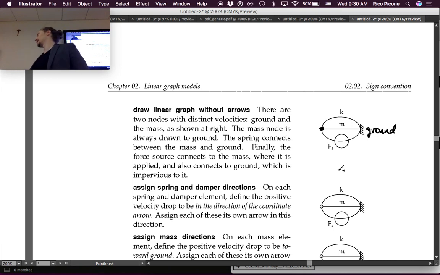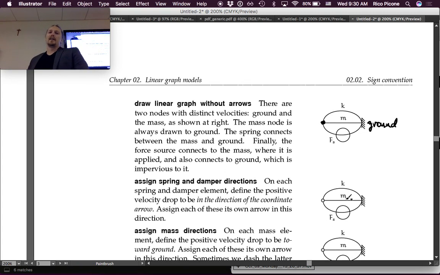So it's not like we're connected to another node which can feel that force. The ground is impervious to the force. Okay? All right, so that's our linear graph. And until we get more comfortable with the sign convention, I recommend that we do this first: we draw the graph with no arrows. Eventually we'll get comfortable enough that we'll be able to assign the arrows as we draw the elements. But for now, I think it's best to just draw the whole graph and then assign the arrow directions. Okay. Any questions on the graph?